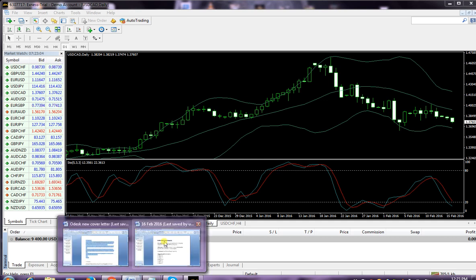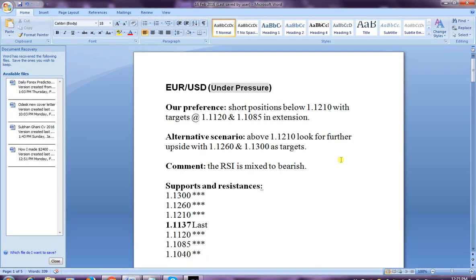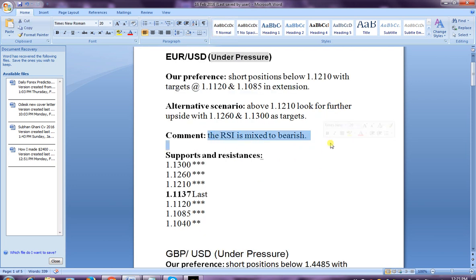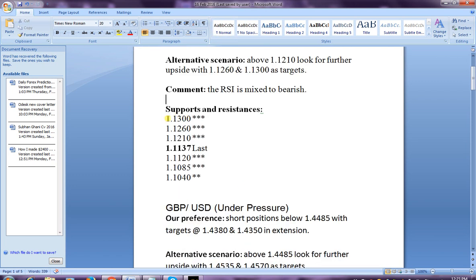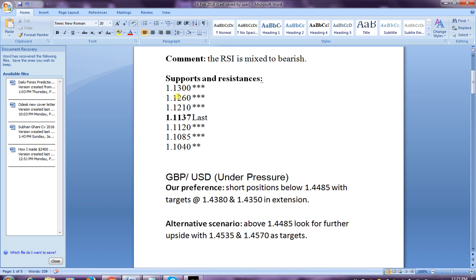We are going to talk about today's prediction, starting with EUR/USD, and it's under pressure today. Our preference is to take your short position below 1.1210 with targets 1.1120 and 1.1085 in extension. The RSI is mixed to bearish. Please add the support and resistance levels on your chart.